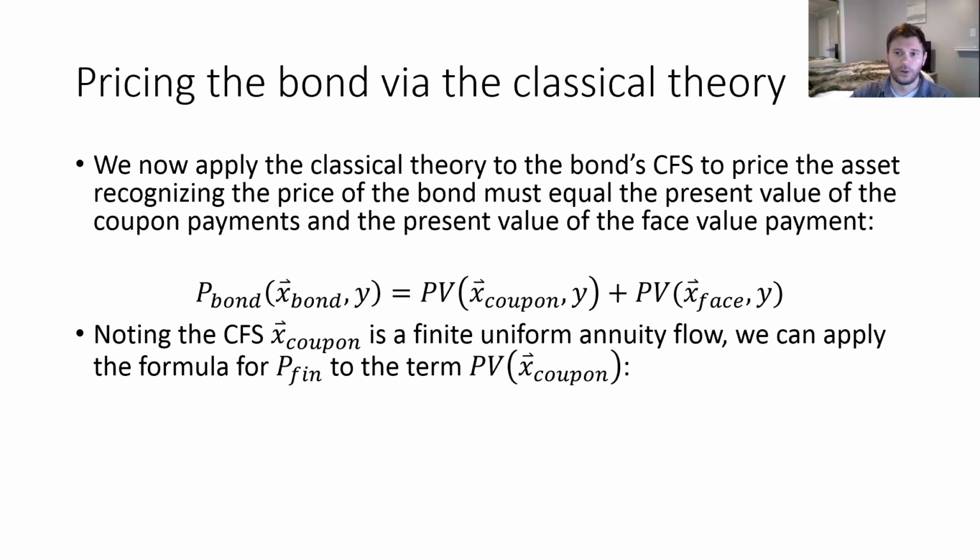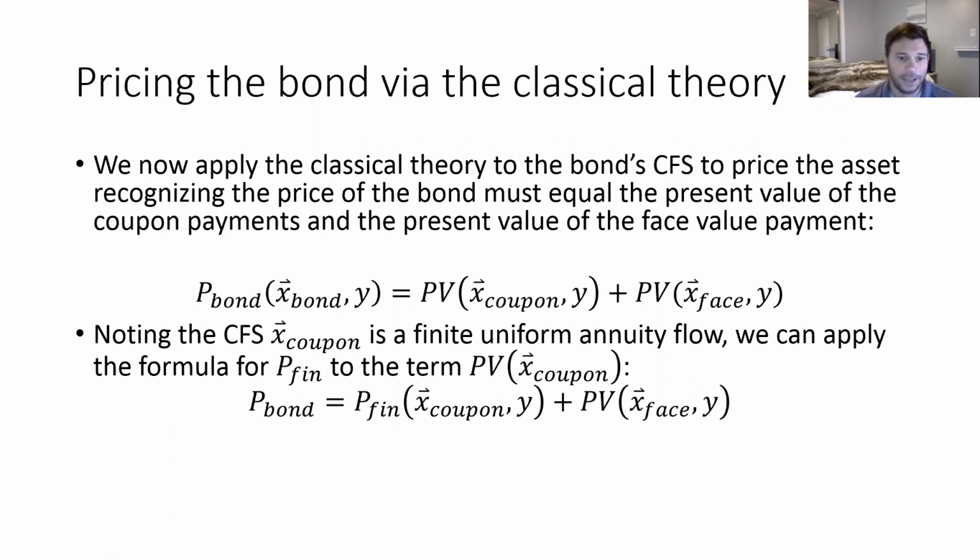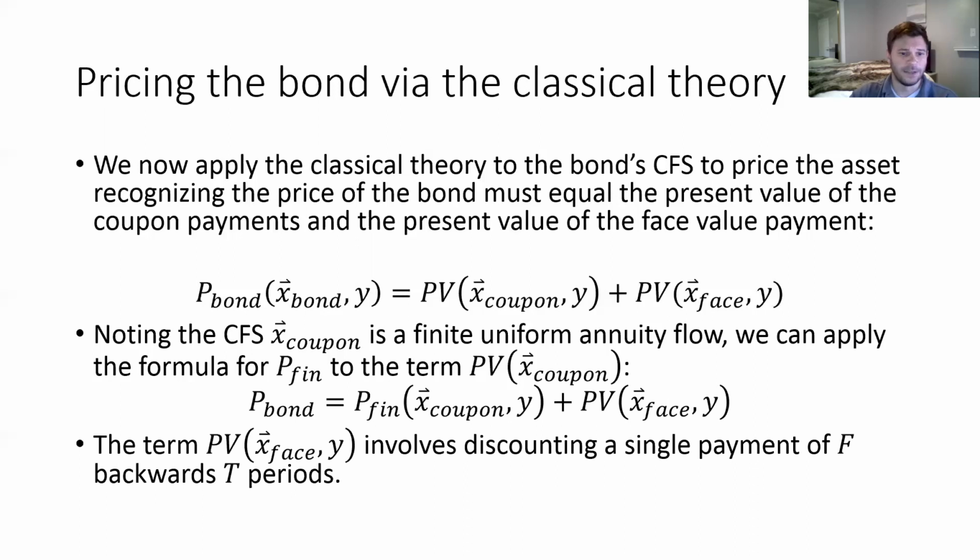So instead of calculating the present value of that coupon stream manually, we could just directly apply the pricing formula of the finite annuity stream to recover at least that component of the bond's price. Again, the term PV of the face value cash flow stream involves us discounting a single payment of F backwards, projecting it backwards by T periods.